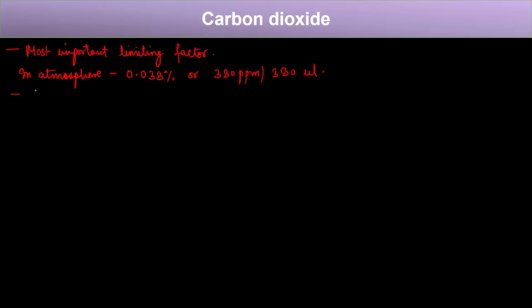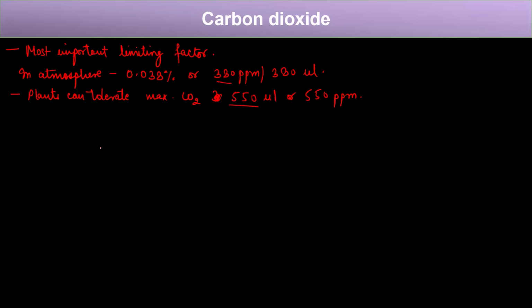Now, plants can tolerate a maximum carbon dioxide concentration of 550 ppm, 550 microliter. Okay. So this is the maximum tolerance level. So under normal conditions, like in our environment, plants do not have any problem with the carbon dioxide, right? Because the carbon dioxide in the atmosphere is only 380 ppm, and plants can tolerate up to 550 ppm.